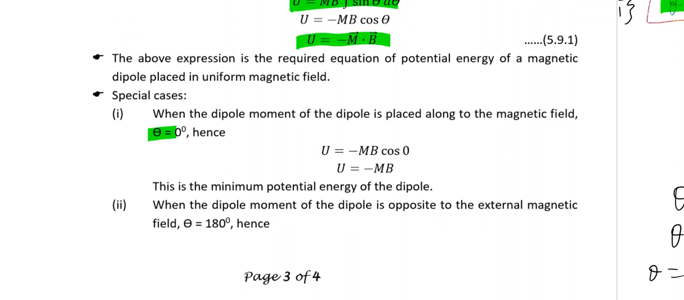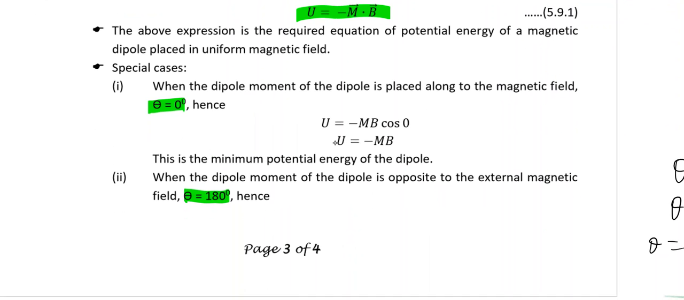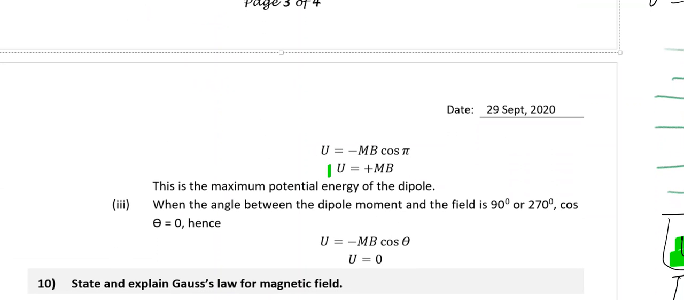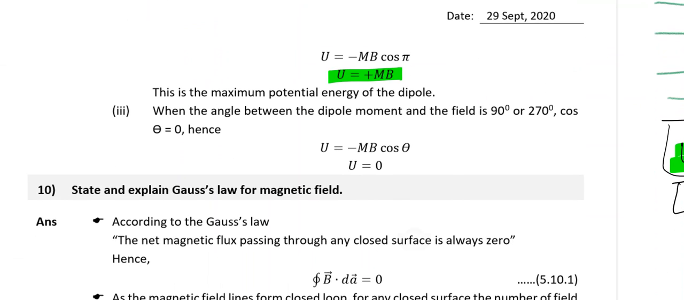And as I explained, theta equal to 0 and theta equal to 180 are the special cases. In one case, potential energy is minus mB, in the other case, potential energy is plus mB. For angle 90 degree or 270 degree, cos theta will become 0, and hence the potential energy will be 0.